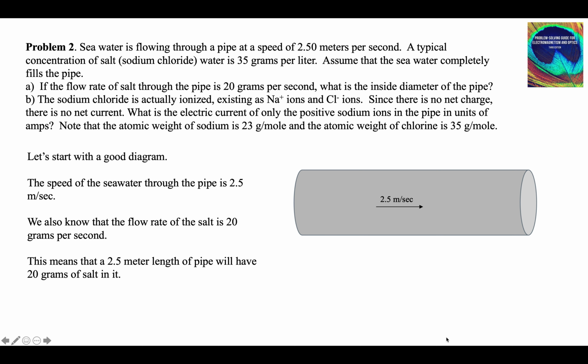This means that a 2.5 meter length of pipe will have 20 grams of salt in it. Let's invest some time wrapping our head around this. So 2.5 meters has 20 grams of salt. There's our slug of water.